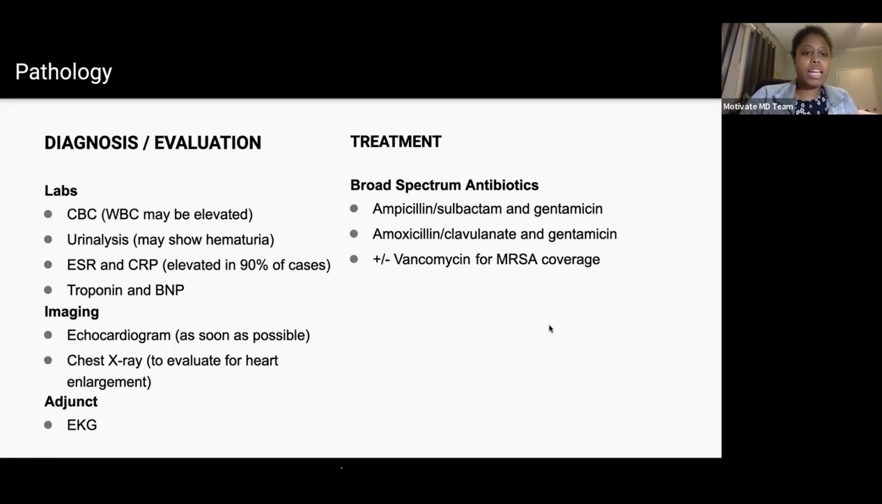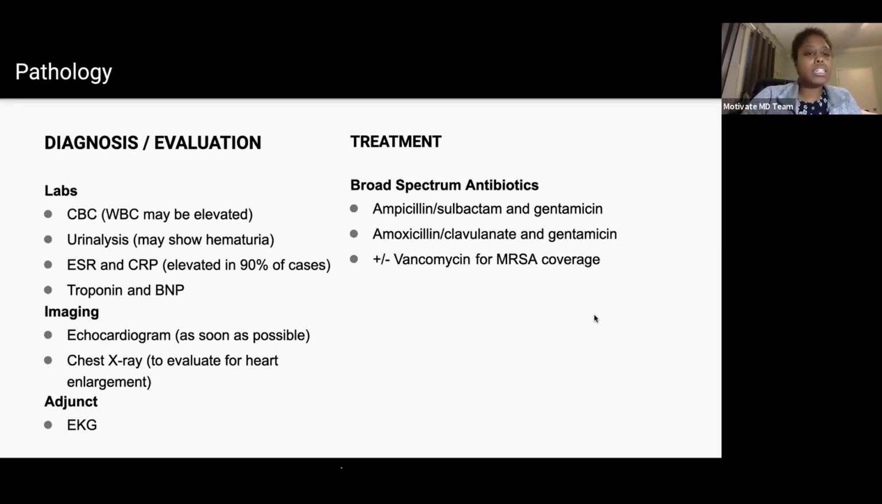Imaging that I want to get, if you're concerned about endocarditis, an echocardiogram is the most important test to get as soon as possible, because if you see some type of a vegetation on the valve, that would determine whether or not that person needed to go to surgery as soon as possible. And then also a chest x-ray, which can be useful to evaluate for any heart enlargement due to the new onset heart failure.